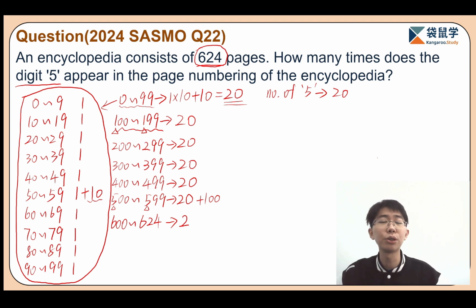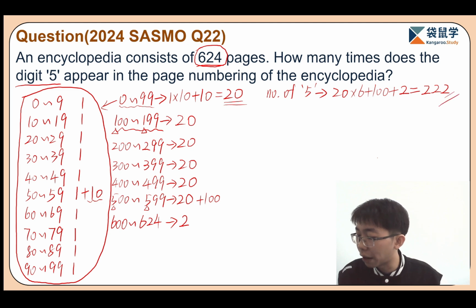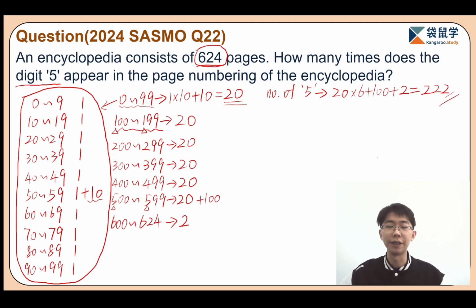Now let's observe how many 20s there are. 1, 2, 3, 4, 5, 6 20s. So 20 times 6, plus 100, plus an extra 2. And the answer should give us 222 digit 5s. And that is the answer to this question.